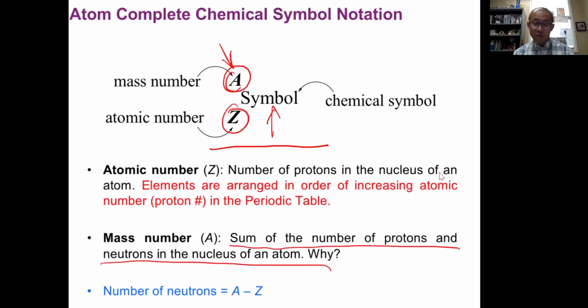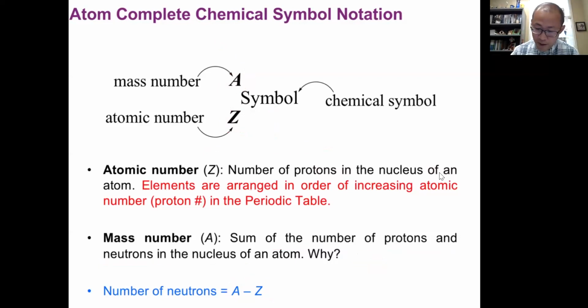Again, of course, we can easily tell the proton number. If we know the mass number, we can use subtraction: the mass number is protons plus neutrons, so if we subtract the proton number from the mass number, we can get the number of neutrons if needed.